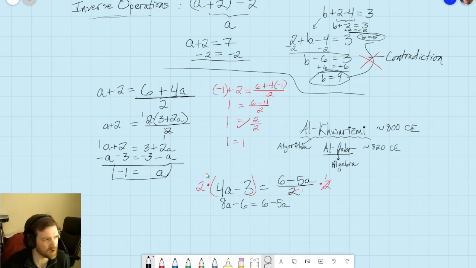12/13. Seems right. Okay. So yeah, add 6 to both sides, add 5a to both sides is the preference. So if you add 5a, you're going to end up with the 13a on that side and the 12 on that side. And yeah.